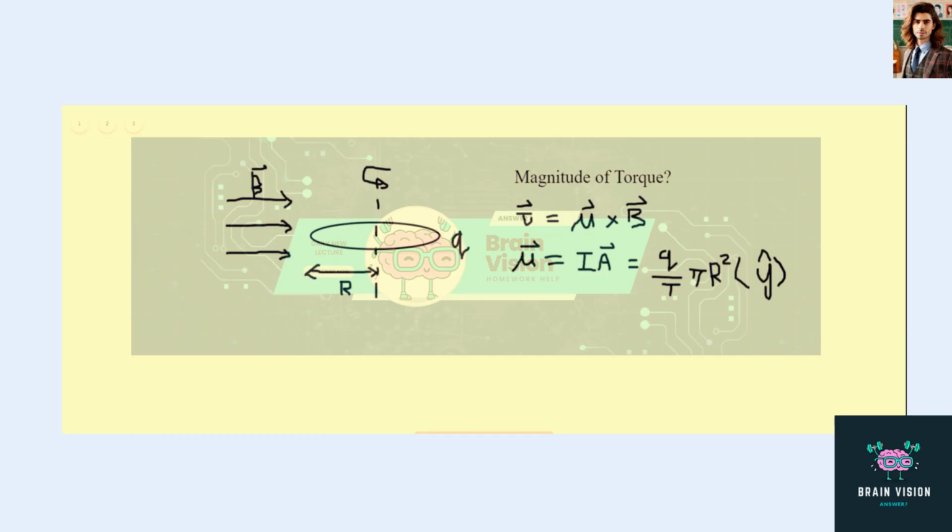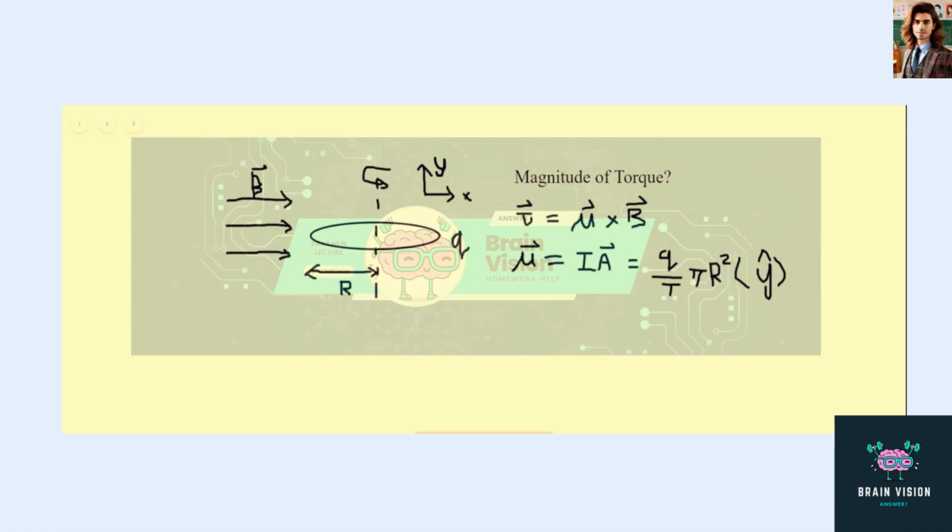Okay, I need to define my coordinate system. So this is x pointing to the right, y will be pointing up. Okay, and then the area vector for the magnetic moment, you use the right hand rule. You curl your right hand around the direction of the rotation, and then the thumb will tell you the direction of the area vector. In this case, your thumb will be pointing up, which is in the positive y direction.